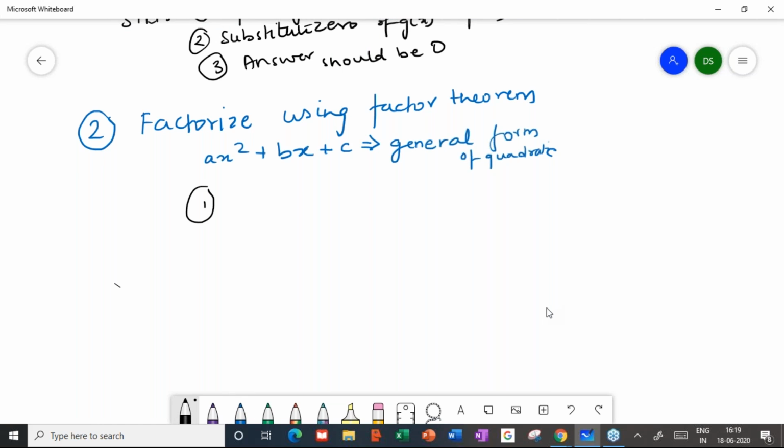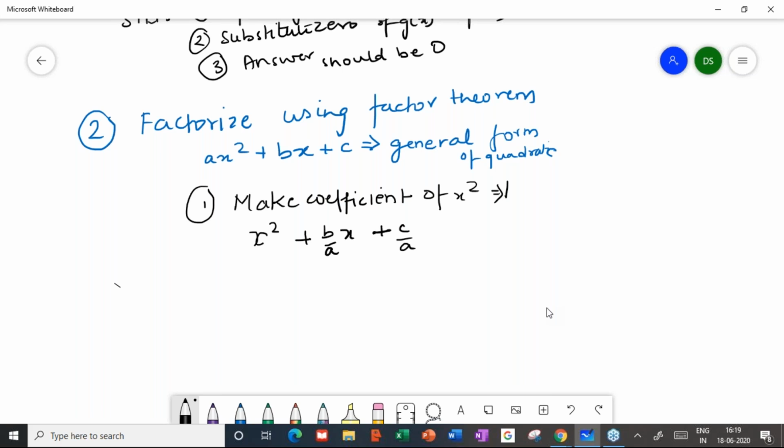So here the first step will be to make the coefficient of x square 1. How do you do that? Is by dividing throughout by a, right? So it will become x square plus b by a x plus c by a, right? Always make sure you do this step. If there is no coefficient of x square, then just directly proceed with step 2. But in case there is a coefficient of x square, always do this, right? The first step, make the coefficient of x square 1 by dividing throughout by the coefficient of x square.